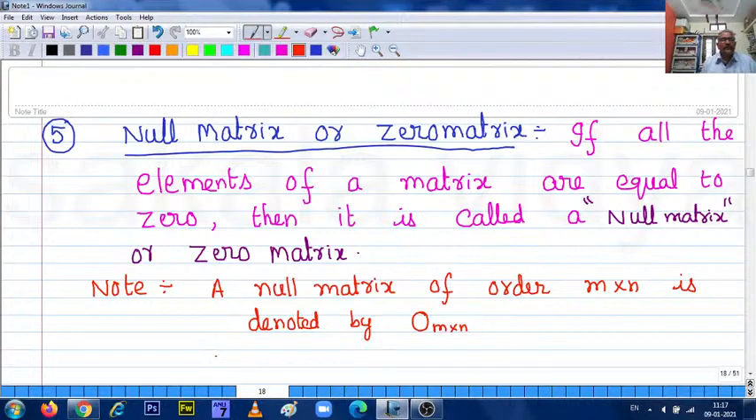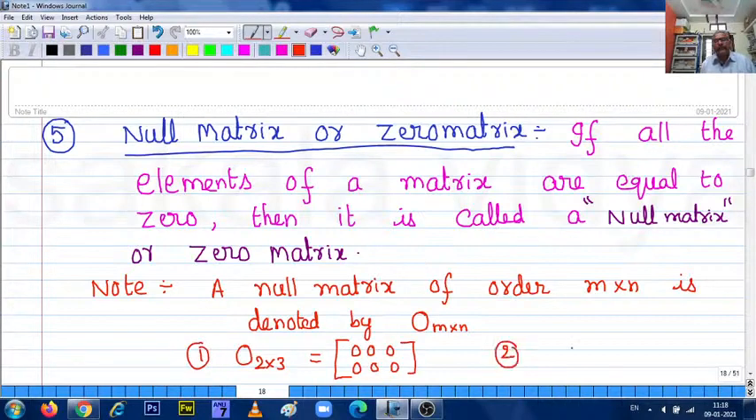So that means, for example, O 2 by 3 means you need to write like this: 2 rows and 3 columns, which means 0, 0, 0, 0, 0, 0. This is one example. O 2 by 2 means 2 rows and 2 columns: 0, 0, 0, 0. Like this. This order depends upon the context itself only. It changes problem to problem.